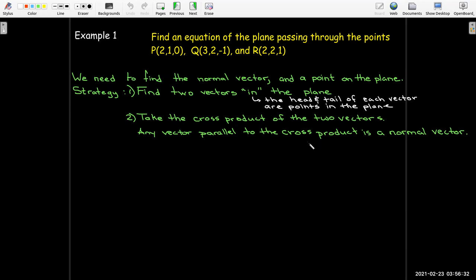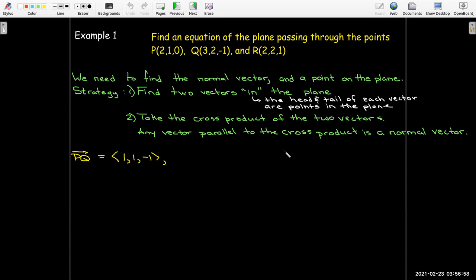And we also have an infinite number of choices for the normal vector, because we could choose any vector which is parallel to this cross product. So we could take that cross product and multiply that vector by any non-zero constant, and that would give us a normal vector.